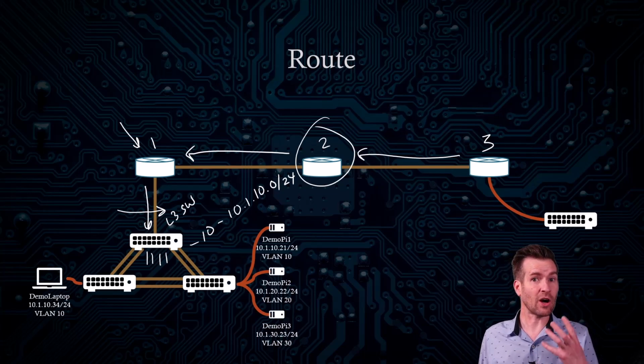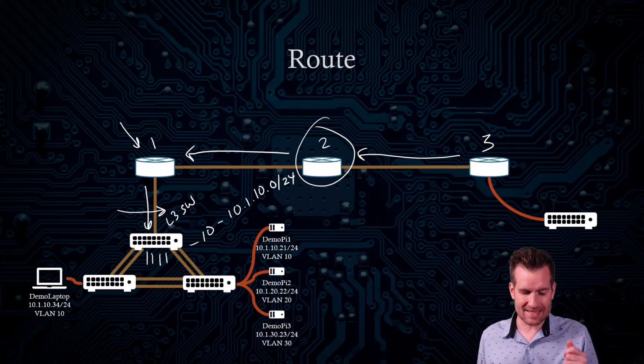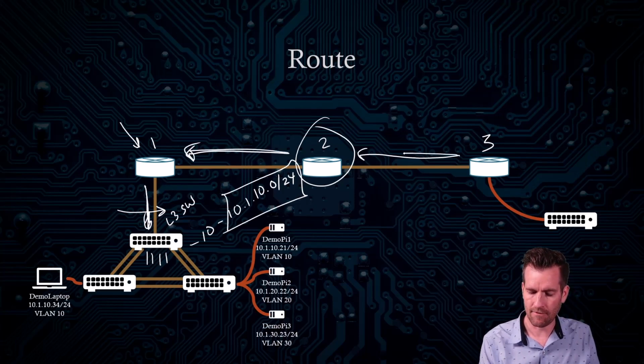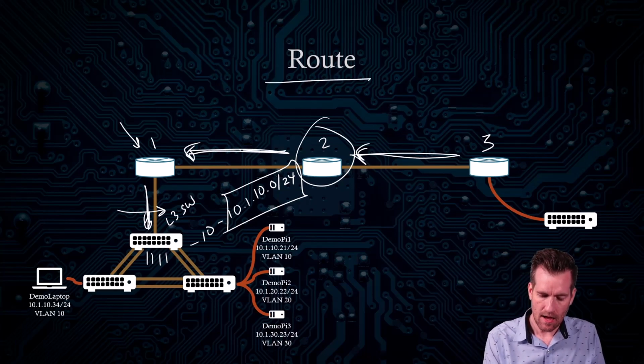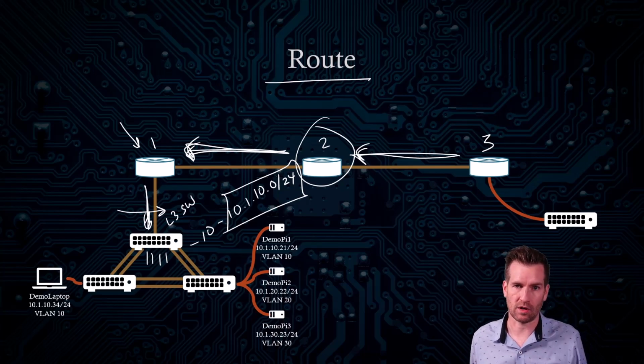So these routes are specific to the router. They're different. It's the same network, but they point to different devices depending on where they fall within this network. So that is a route. It's a pointer, a mapping towards a network.